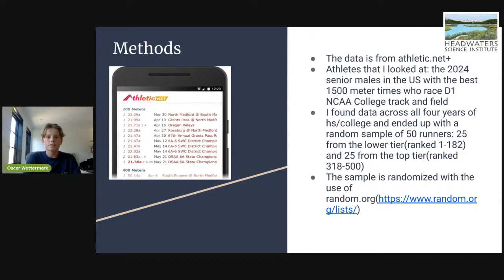The athletes that I looked at are the 2024 senior males in the US with the best 1500 meter times who raced D1 NCAA college track and field. I found data across all 4 years of college and for high school. I ended up with a random sample of 50 runners, 25 from the lower tier and 25 from the top tier. The sample was randomized using random.org, a website which basically randomizes the numbers that you input into the numbers box.